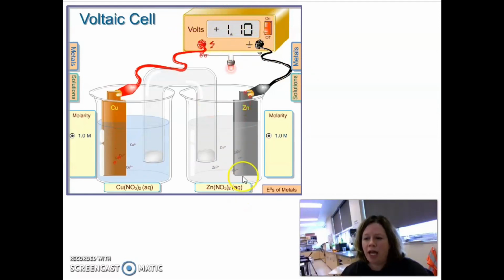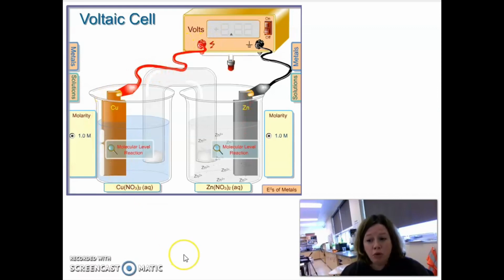So we have electrons that are leaving this anode, and they are going up through the voltmeter, and then they are coming here, which means since we have moving electrons, that means that we have a current running through the system. Now what's really cool about this is we can actually look here at the molecular level.